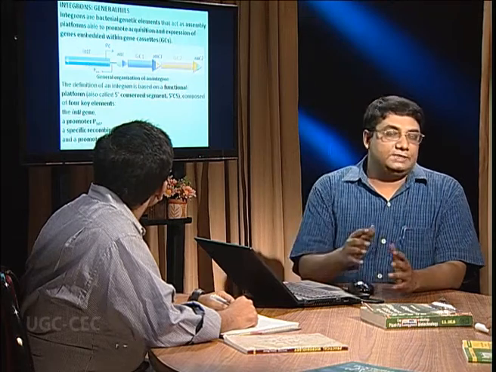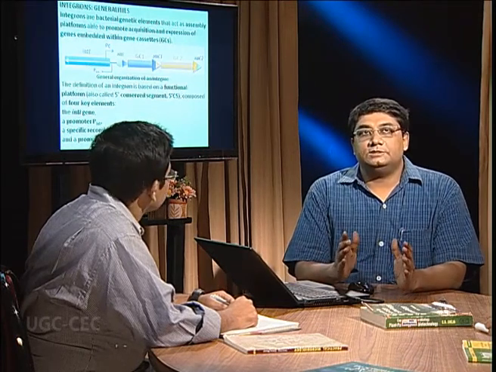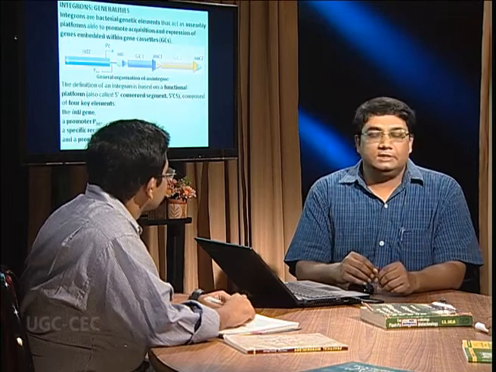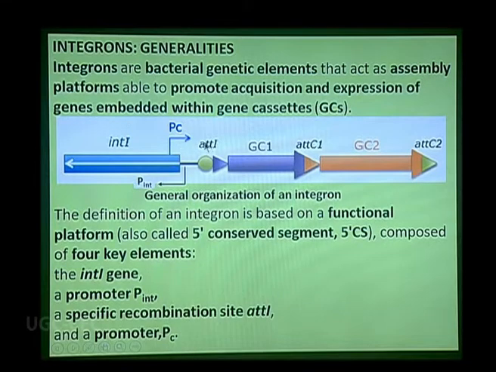So integrons are basically genetic assembly platforms that can promote acquisition as well as expression of certain DNA elements that remain embedded within the integrons, called gene cassettes or GCs in short. So this is an overall view of a general integron. Here only 2 gene cassettes are shown, but there can be many more in different integrons. In the 5' side, there is this functional platform of integrons.